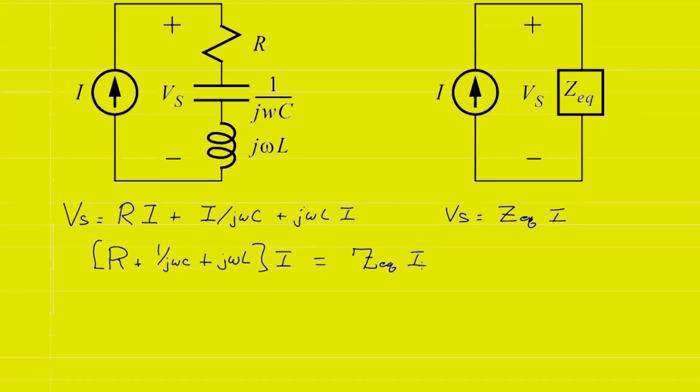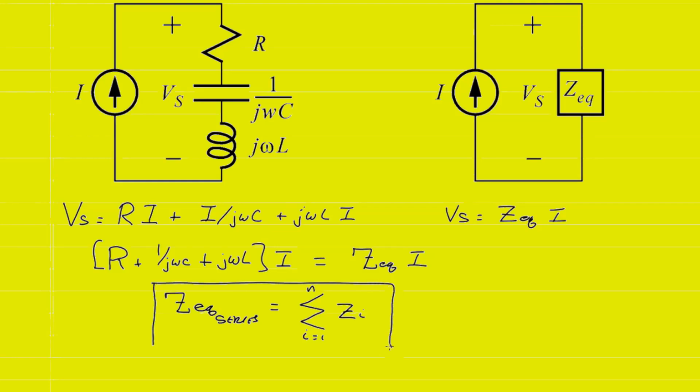For this relationship to hold for any current, any phasor current that is, my equivalent impedance, Z equivalent for series devices, should be simply equal to the sum of the individual impedances from i equals 1 to n, for however many I might have in series. And so you can see that the series equivalent is simply the sum, or it's just like resistors. The only difference now is instead of a simple algebraic sum, we're using complex numbers.